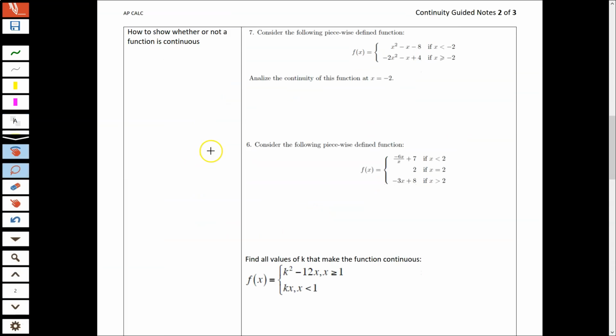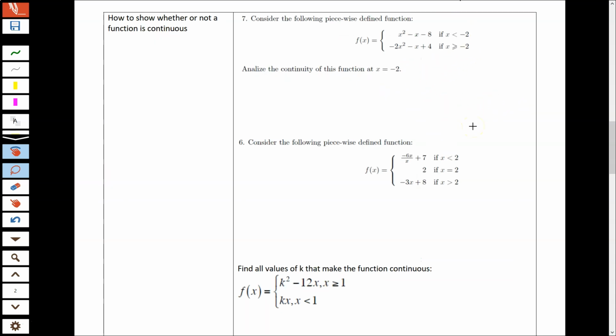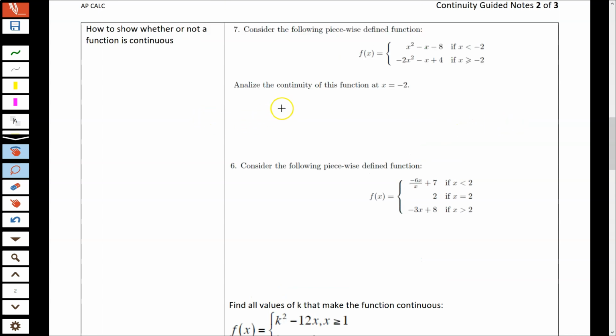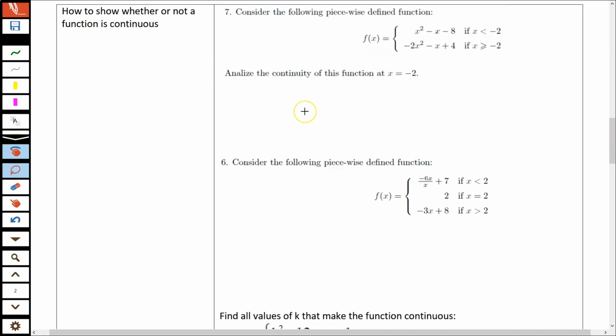Okay, so what we're looking at now is a piecewise function, and our goal is to analyze the continuity of this function at -2. And notice -2 is the boundary where our two pieces might meet up. So the way we're going to do this is we're going to reference the definition.